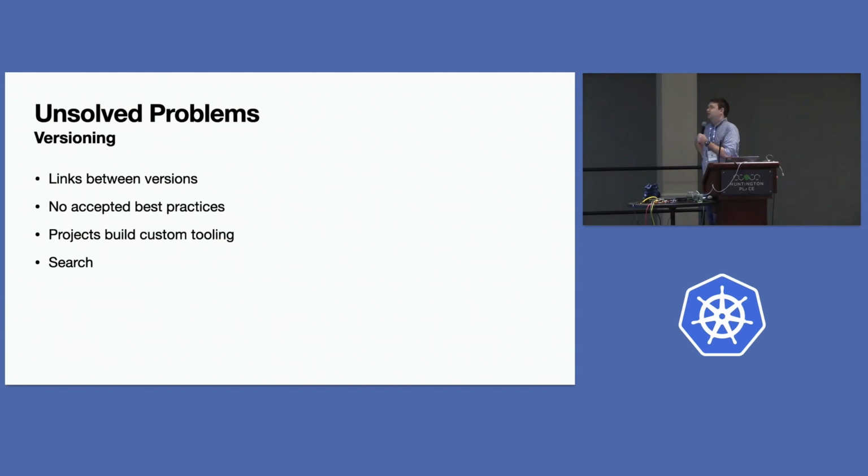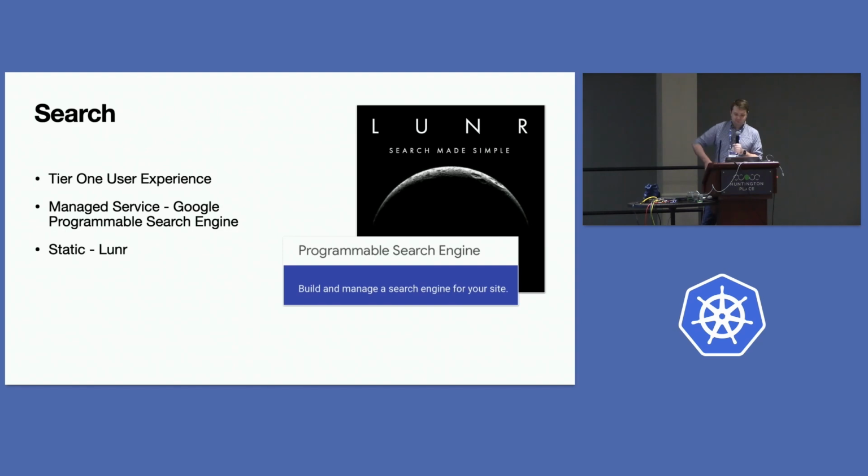There are some unresolved problems with versioning docs content. It's hard to link between different versions. It doesn't seem like there's an accepted best practice on how to do this. For example, Knative, which I showed, uses Mkdocs, but they have their own custom build script, and a lot of projects have that also. I'd like to avoid everyone figuring out their own way to do it. And then additionally, as we'll get into next, it's hard to search across different versions of the docs.